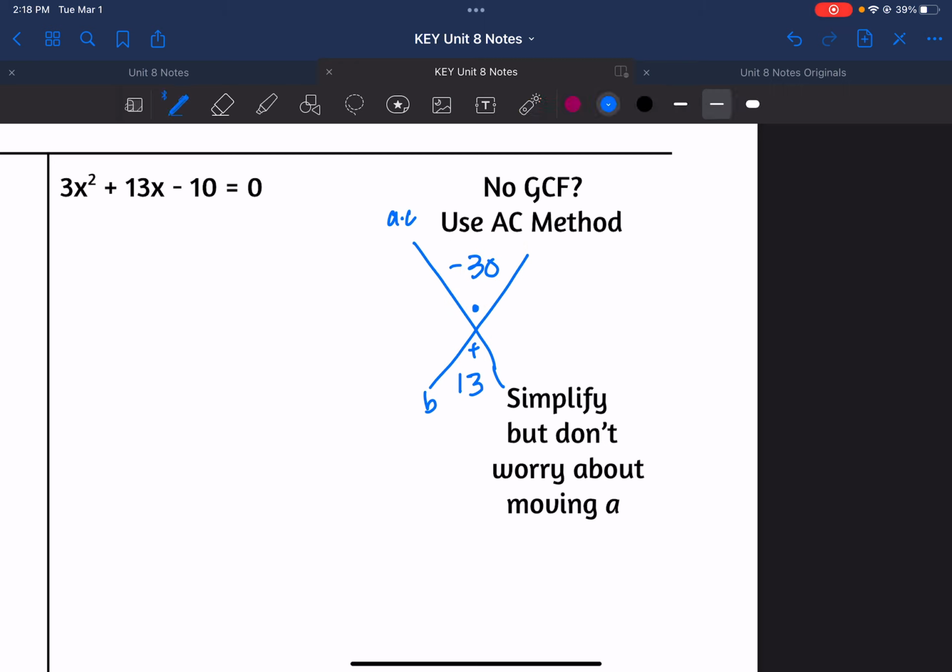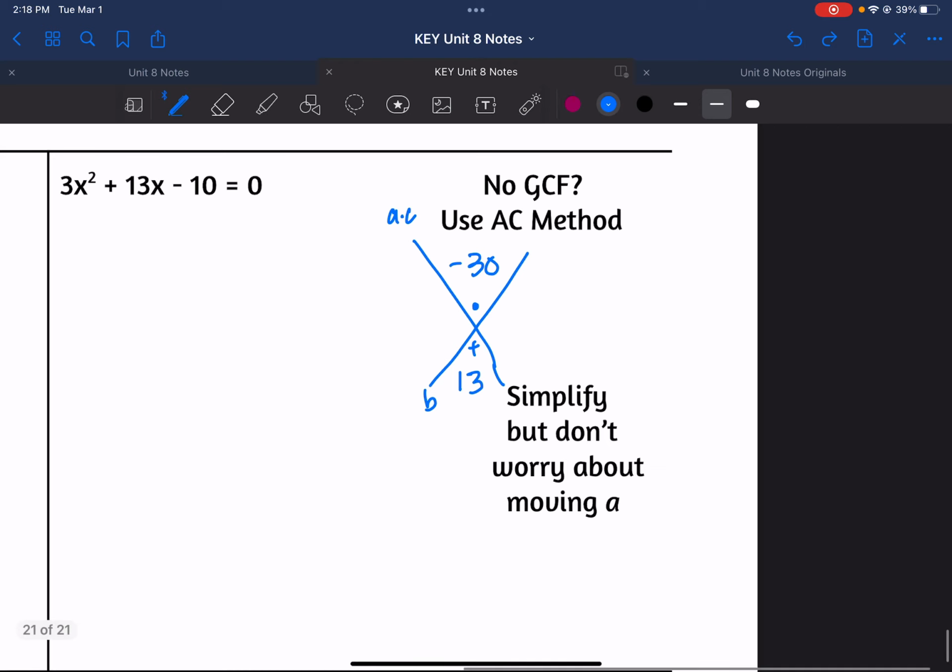Right off the bat, I can think of 3 and 10. I already know one of these has to be negative. But 3 and 10 doesn't work. Here's why: if I add or subtract one of these, I won't get negative 30. So 3 and 10 does not work.